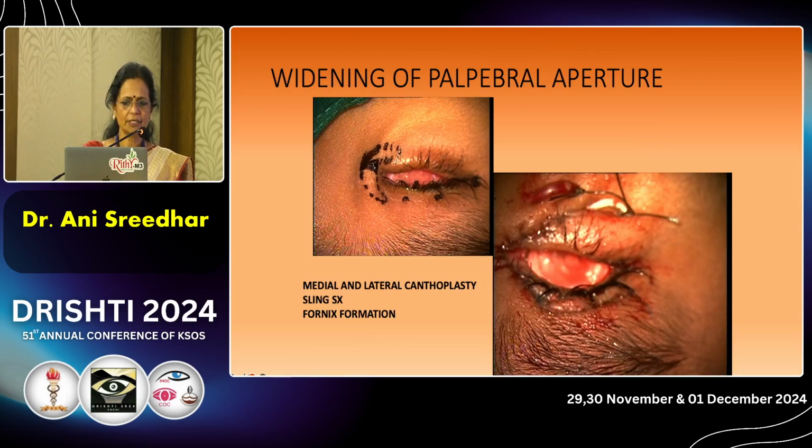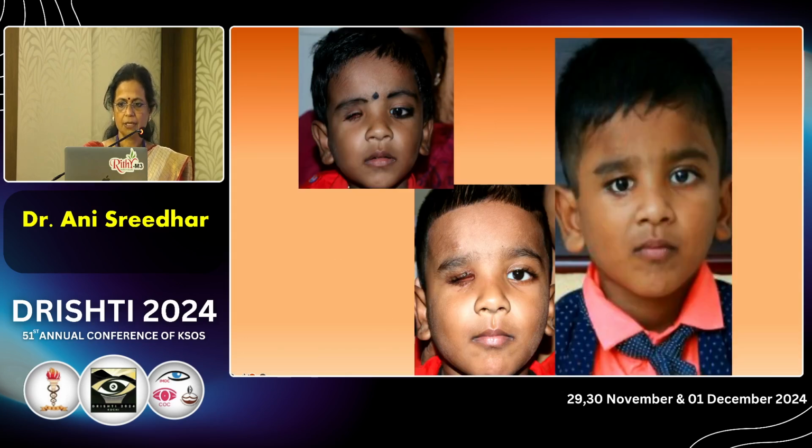So you can see on the table itself there is an obvious widening of the vertical and the horizontal palpebral fissure. So at school going age, he could be given a custom artificial eye.